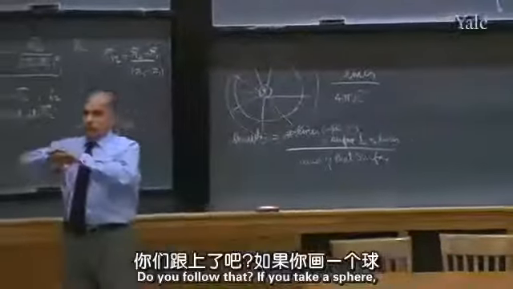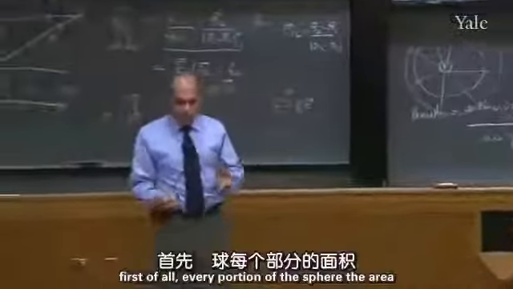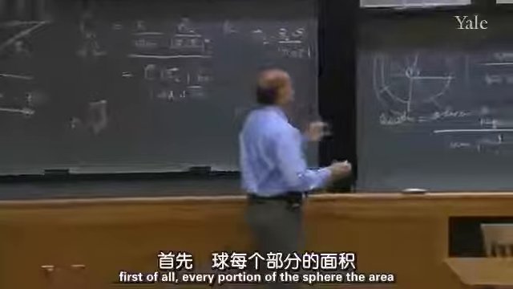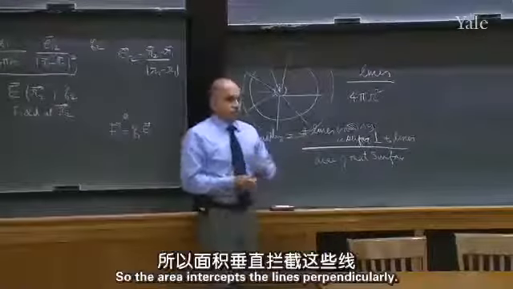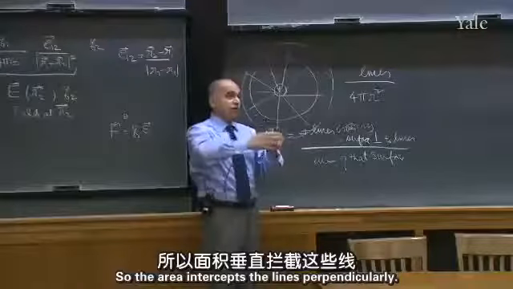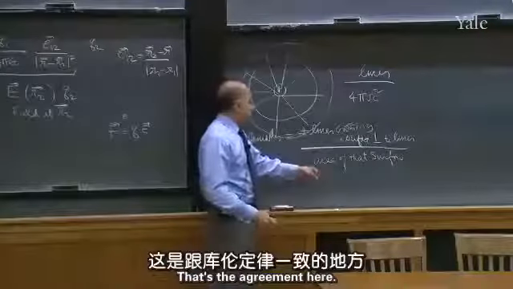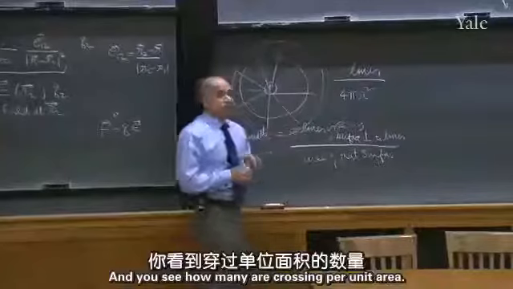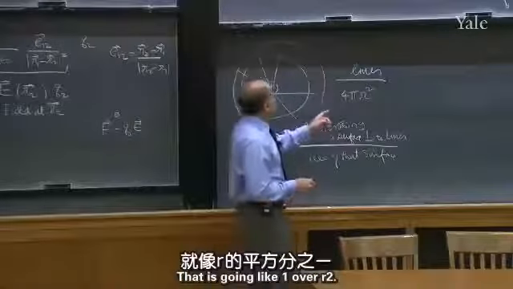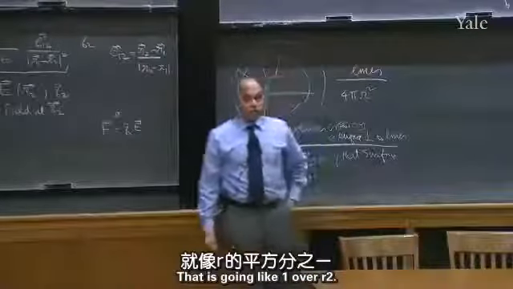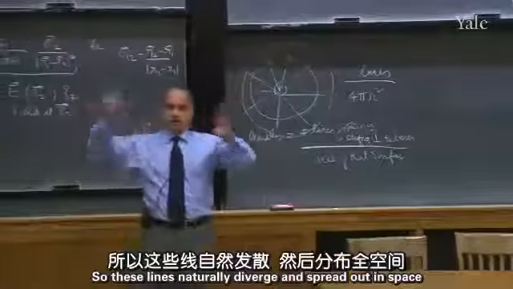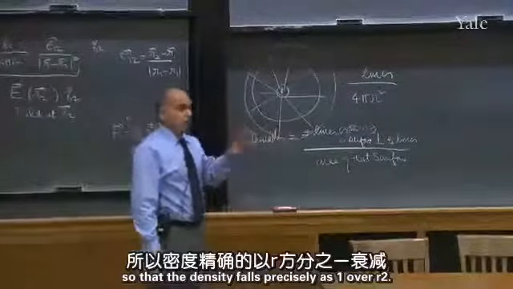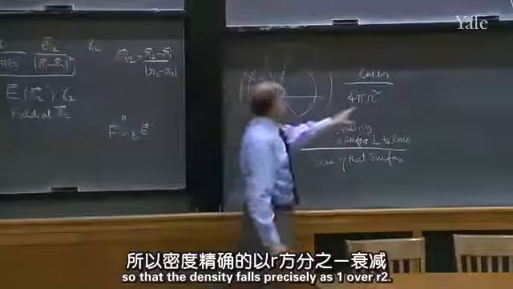Do you follow that? If you take a sphere, first of all, every portion of the sphere, the area that you have, is perpendicular to the lines. So the area intercepts the lines perpendicularly. That's the agreement here. And you see how many are crossing per unit area. That is going like 1 over r squared. So these lines naturally diverge and spread out in space so that the density falls precisely as 1 over r squared.